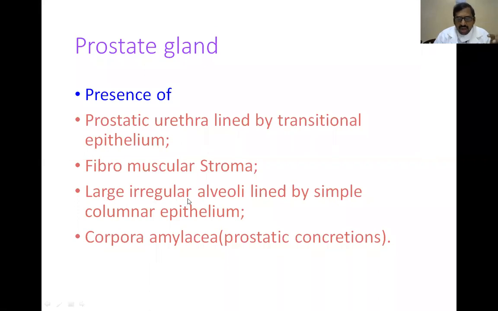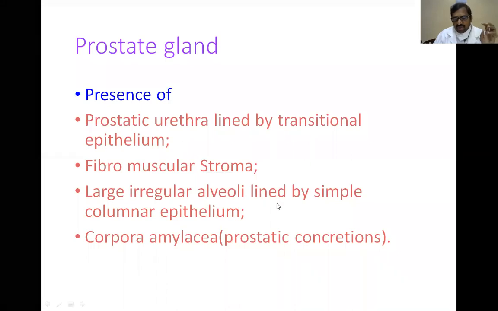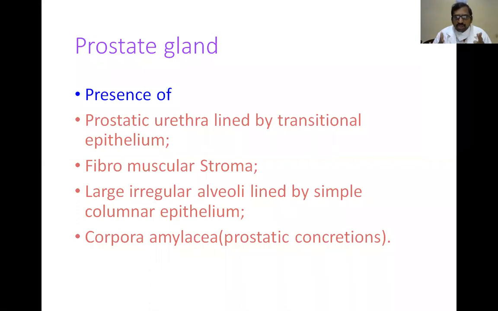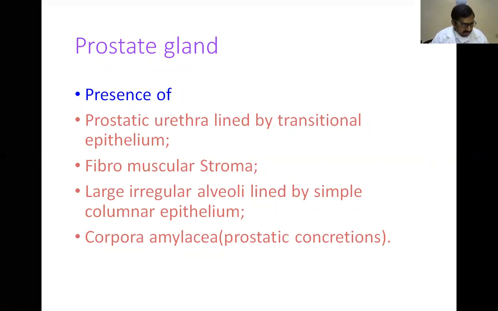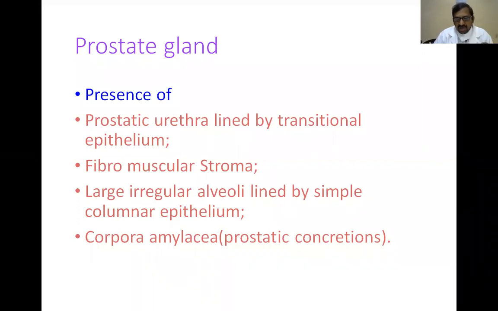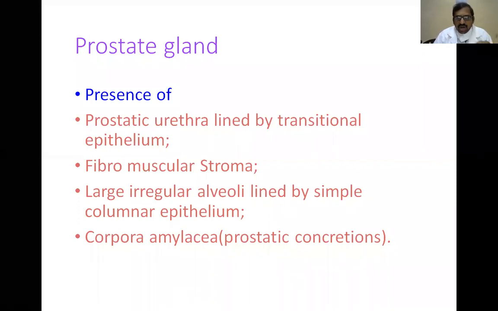Next, large irregular alveoli lined by simple columnar epithelium. Within the gland, there are alveoli. They are responsible for the production of the prostatic secretions. The prostatic alveoli are irregular, and they are lined by simple columnar epithelium.